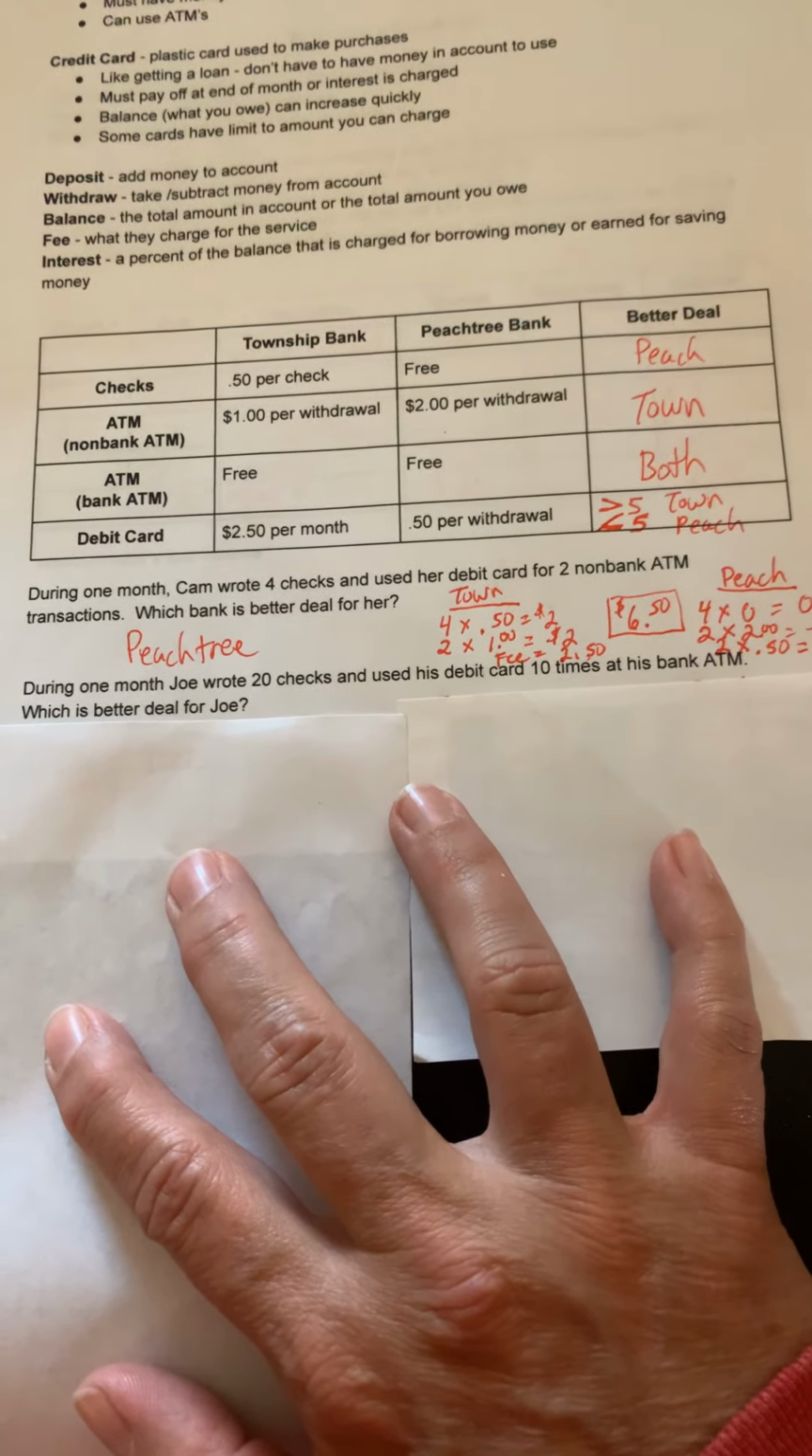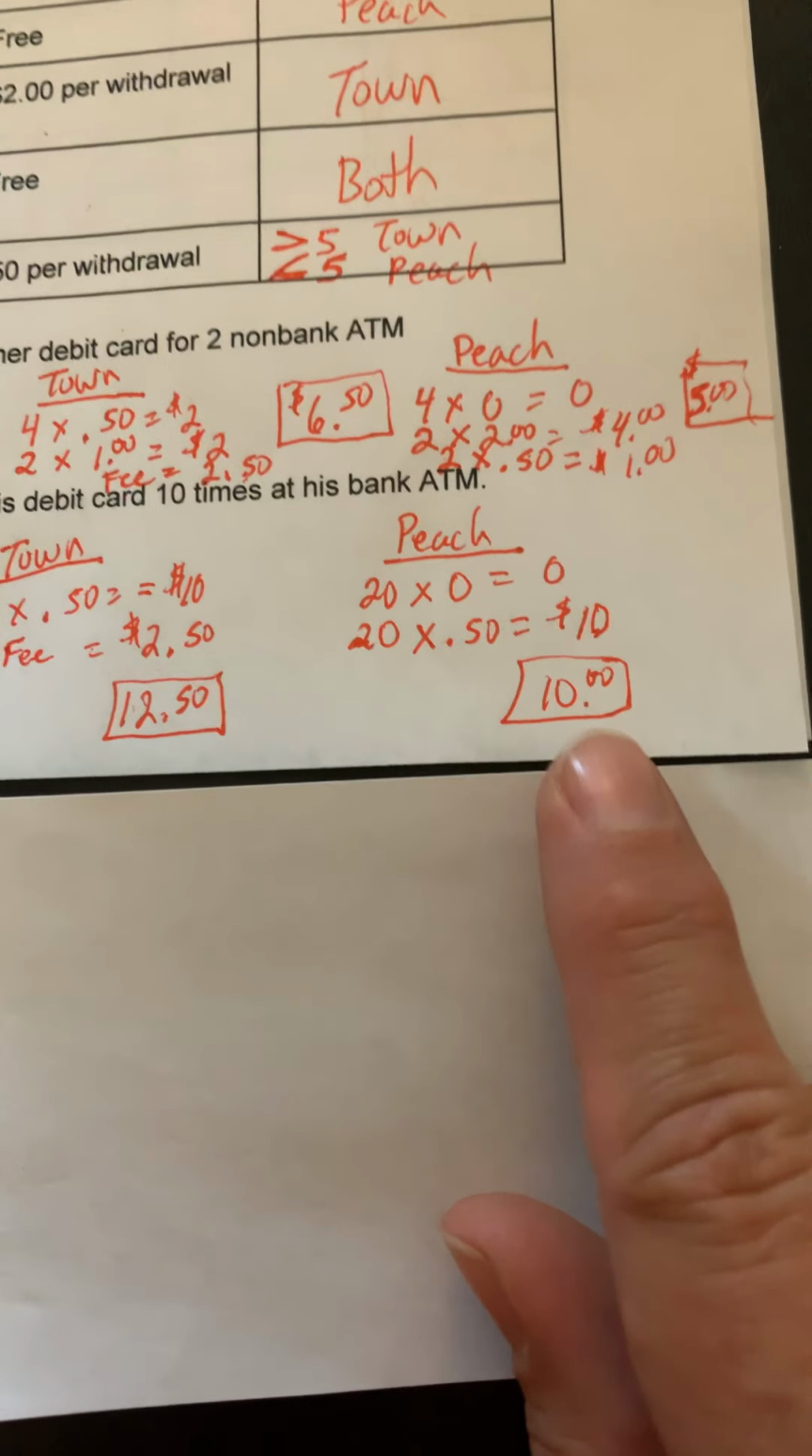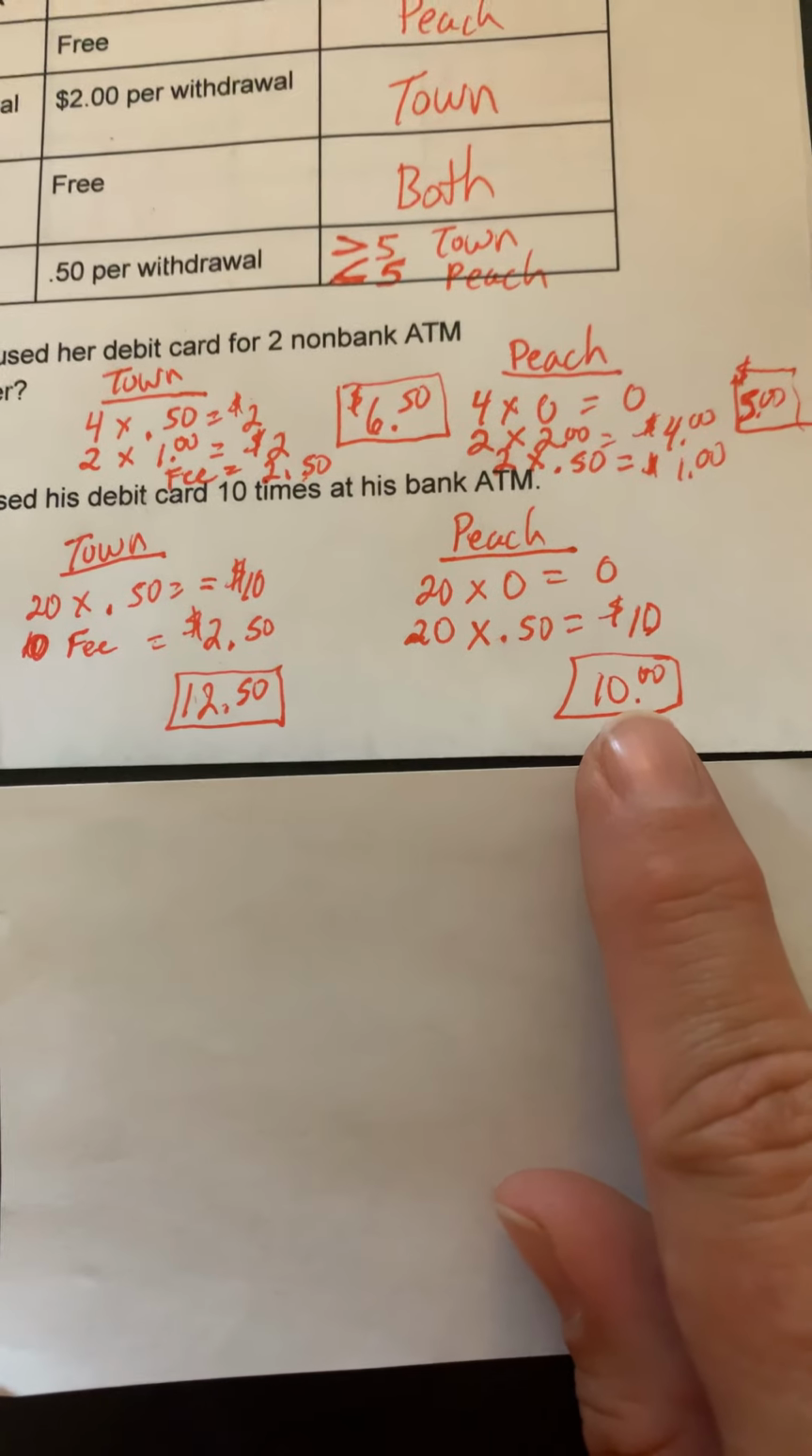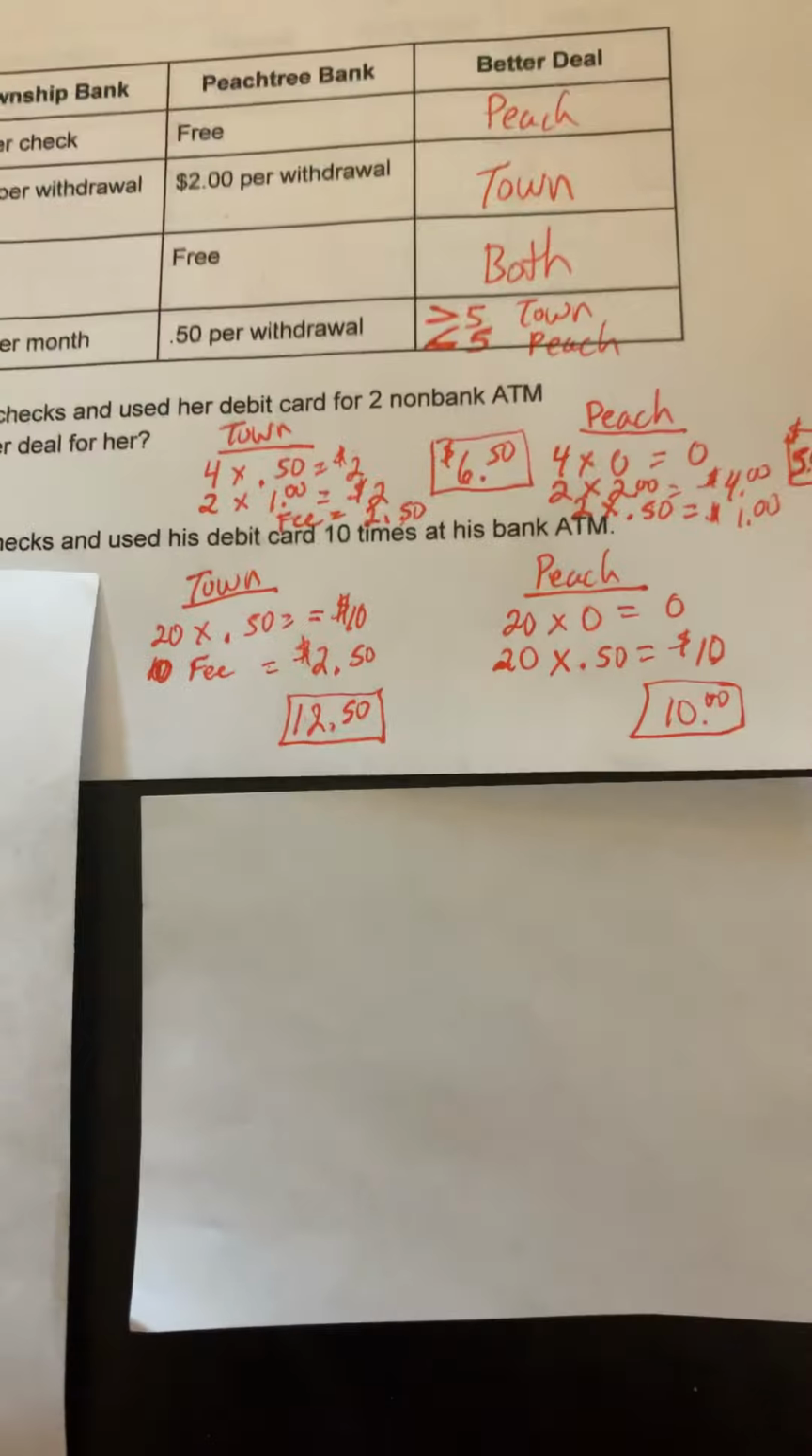All right, this is what I got. Check out my work. 20 checks, 50 cents a piece, $10. Flat fee of $2.50 for having a debit card, and that's how much I owe for Township. Here's Peachtree. That's how much I owe for Peachtree. So who's the better deal? Peachtree. All right, flipping it over to the next set of notes.